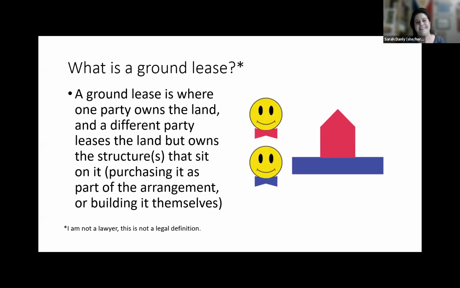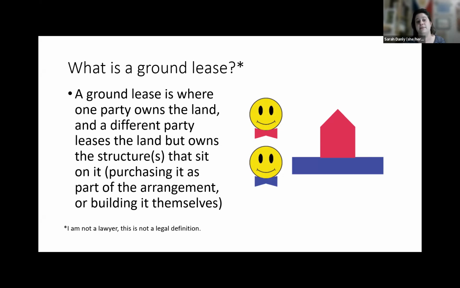What is a ground lease? I'm not a lawyer. I'm not even a technical expert on this. This is not a legal or even technical definition, but I wanted to share some of how I understand what this topic actually is. So what we're looking at tonight is cases where one party owns the land and a different party leases that land but owns the structures that sit on it, which might be a case of purchasing an existing structure as part of the arrangement.